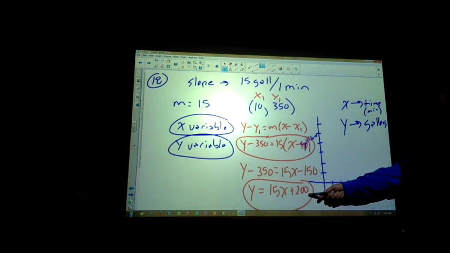Explain what the y-intercept means. What's the y-intercept? 200. What does that mean? When we started pumping. Yeah, it rained last night. We got 200 gallons of water put in my pool.